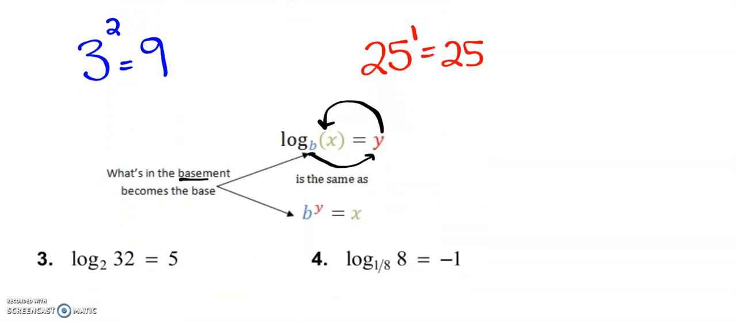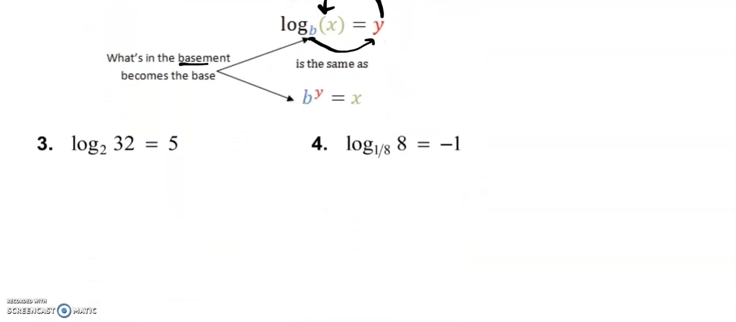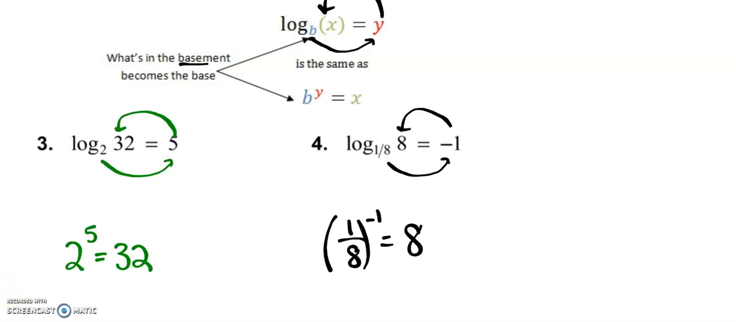Go ahead and pause your video and write down these 2 and try them for yourself, rewriting them as exponentials. Pause your video. Okay, go ahead and check your answers against mine. 2 to the 5th is equal to 32, and 1/8 to the negative 1 is equal to 8. I just put that in parentheses so the whole fraction is raised to the negative 1.